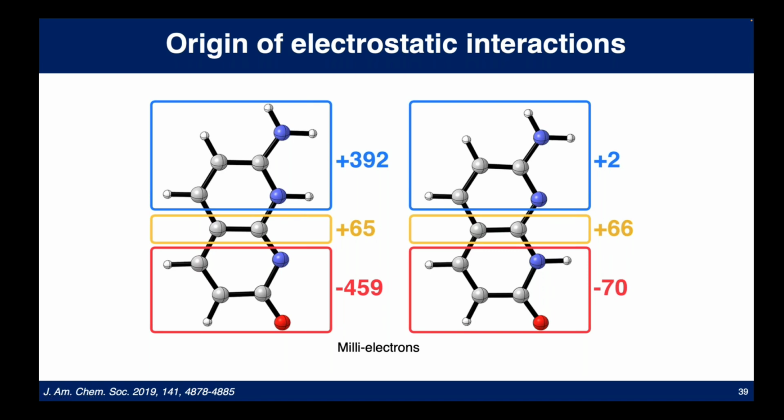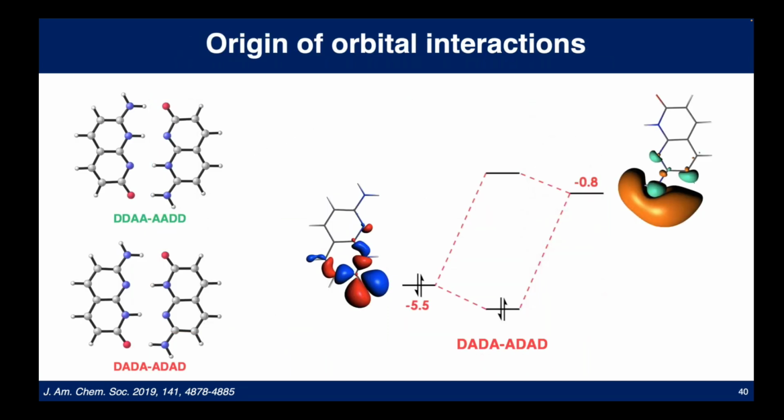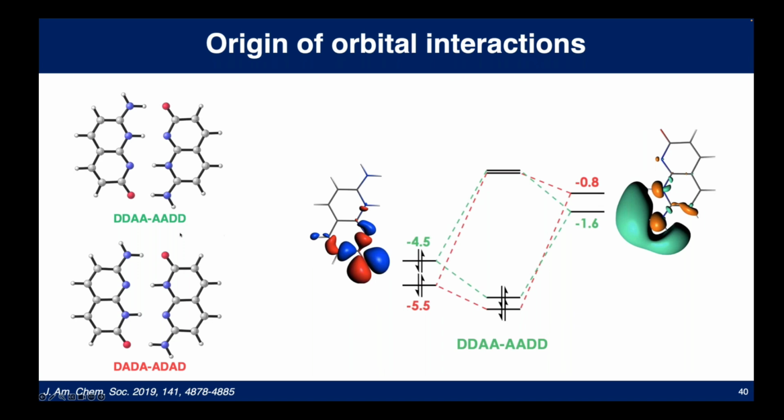And this has a direct impact also on the level of the orbitals. If we compare the orbitals of the DADA for the similar hydrogen bonds, first we start with the lower one, the oxygen with the NH. What we see is that for the DDAA, the lone pair is higher in energy because the molecule is slightly negatively charged there, and the LUMO is lower in energy because it is slightly positively charged on that side.